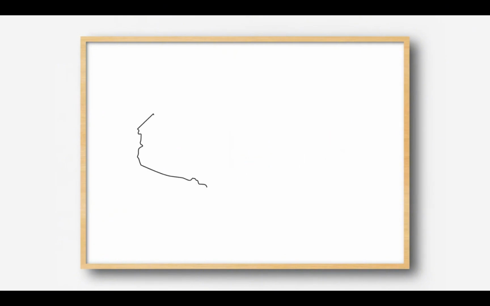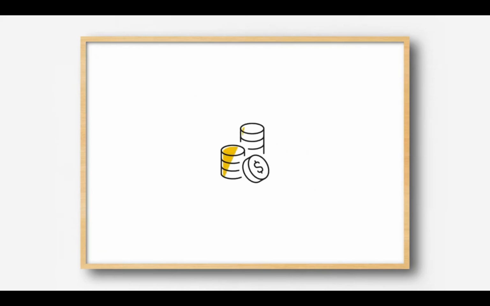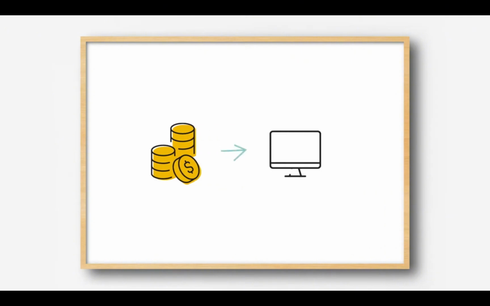If you work and live in the province of Quebec, you will also receive relève slips. If you received income in cash that isn't reported on the slip, like tips or gratuities, you also have to report these on your taxes, so make sure to grab any info you have.